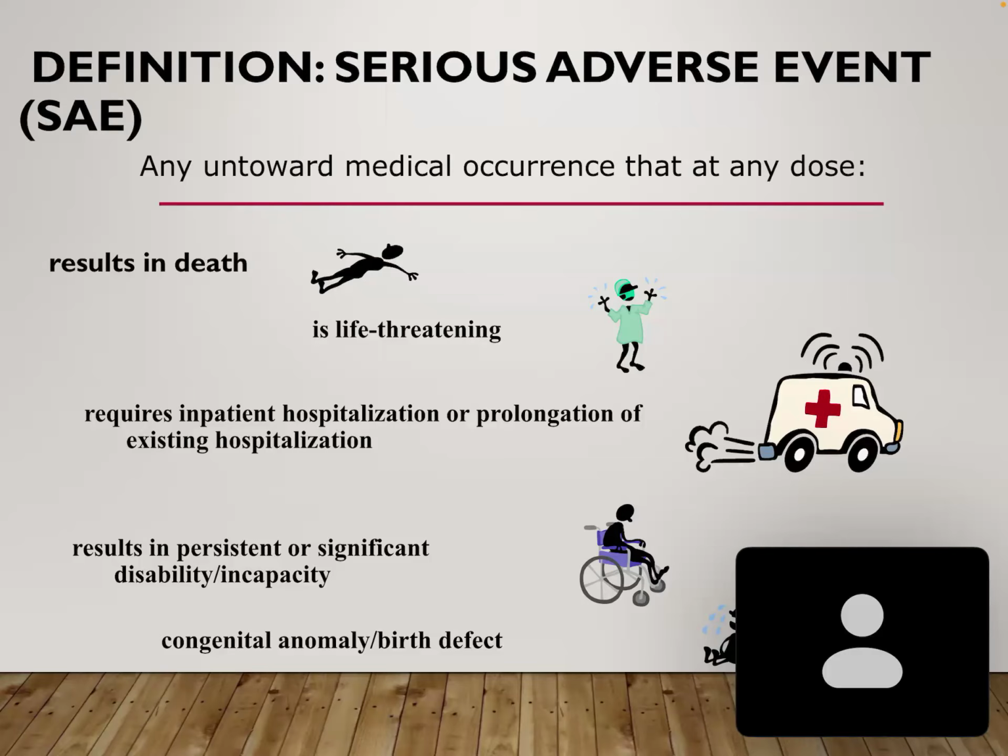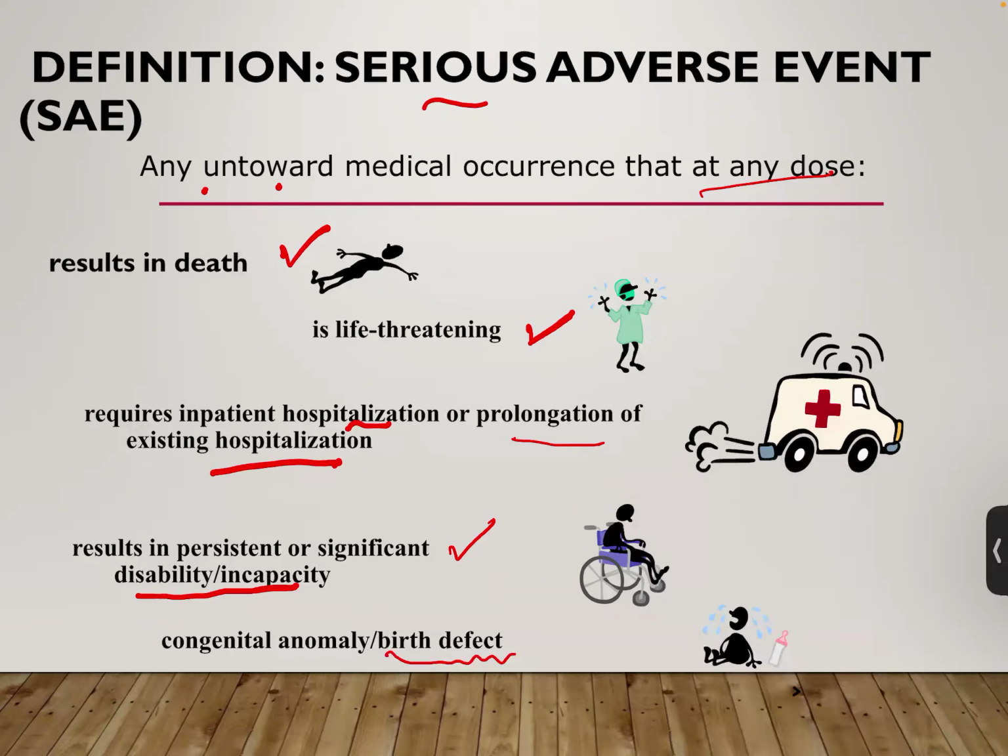So the definition of a serious adverse event: any untoward medical occurrence at any dose that results in death, is life-threatening, requires hospitalization or prolonged hospitalization, or results in disability or incapability. Someone's leg is broken, a limb has broken, or any mental challenge, or lastly birth defects like the thalidomide tragedy. The thalidomide tragedy is the one that gave birth to pharmacovigilance, right?